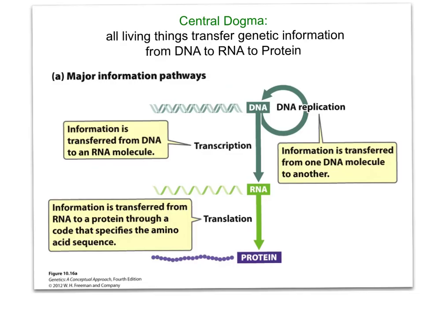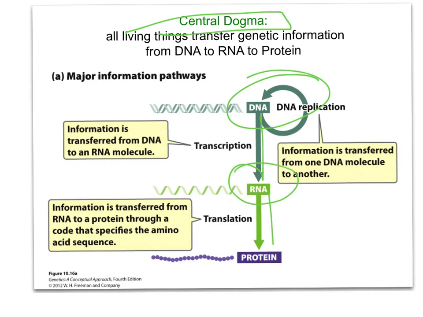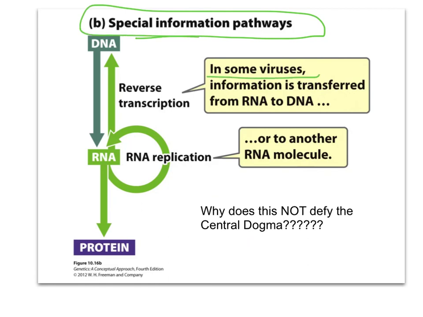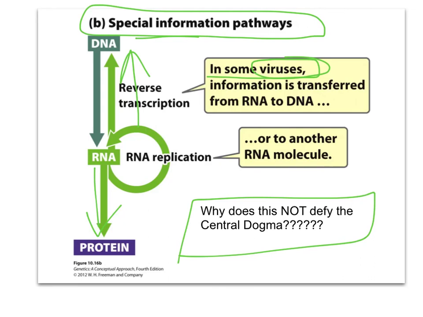And then the last thing, this better be a review, the central dogma, DNA to RNA to protein. That's the direction of hereditary information. And then if we're talking about some other specialty information pathways, like some viruses, where we can go backwards from RNA to DNA and RNA to RNA to get to protein, why does this not defy the central dogma? That's something you guys need to think about, and maybe we'll talk about sometime.